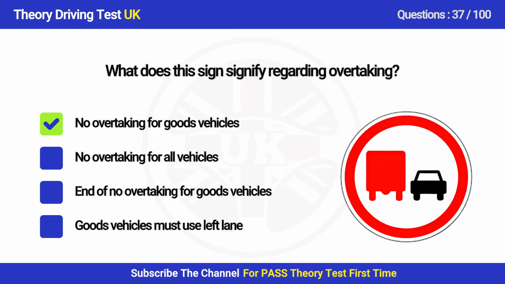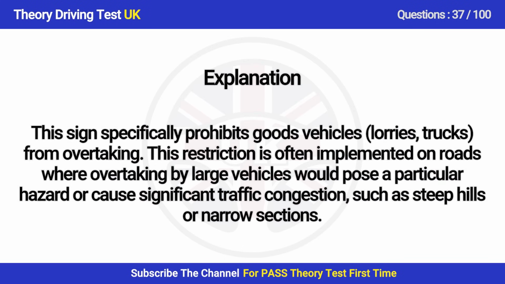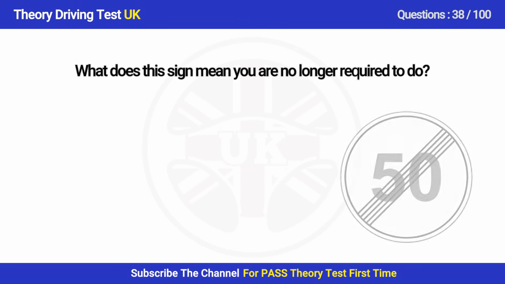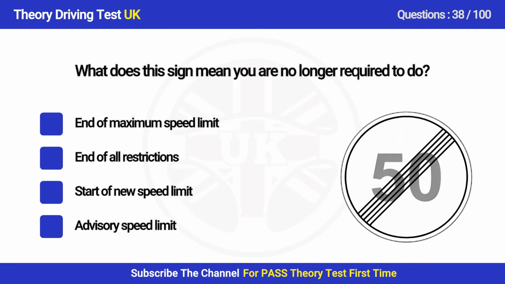Answers is A. No overtaking for goods vehicles. This sign specifically prohibits goods vehicles, trucks, from overtaking. This restriction is often implemented on roads where overtaking by large vehicles would pose a particular hazard or cause significant traffic congestion, such as steep hills or narrow sections. Question 38. What does this sign mean you are no longer required to do?